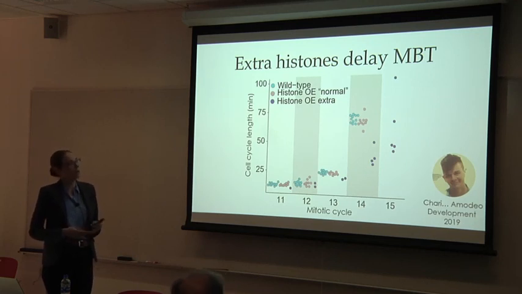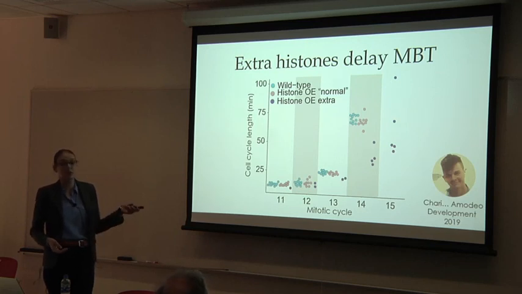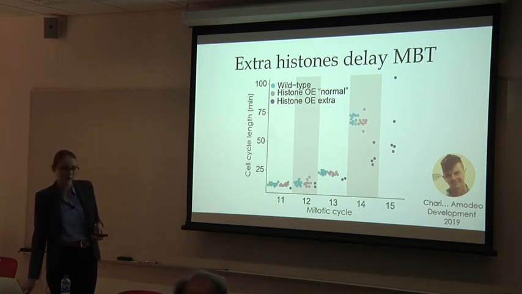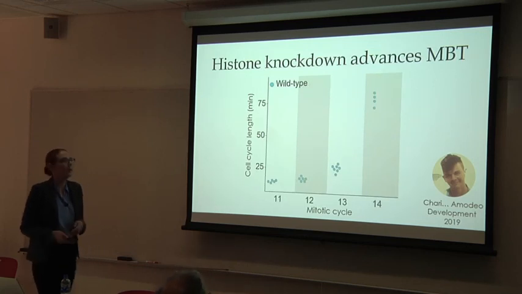So I wanted to show you this data because it's actually very hard to get extra divisions. There's very few mutants that will do it, and so we were very excited to see this. But we actually focused more on the histone knockdown, which is this experiment. So we can also do the other direction, which is to knock down histones.